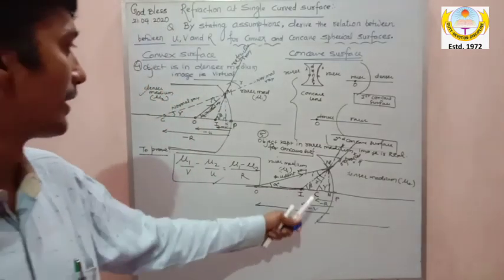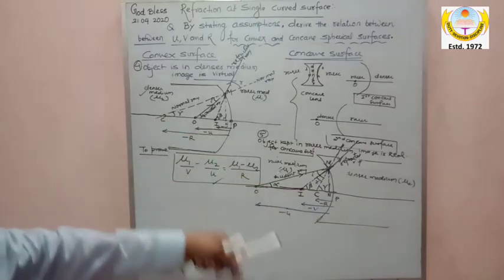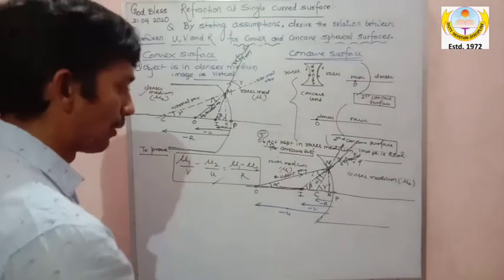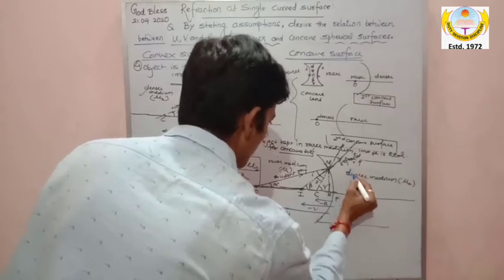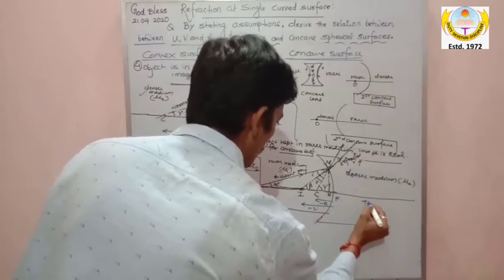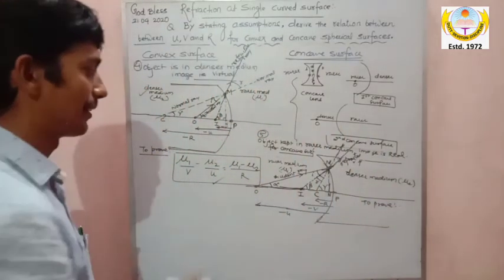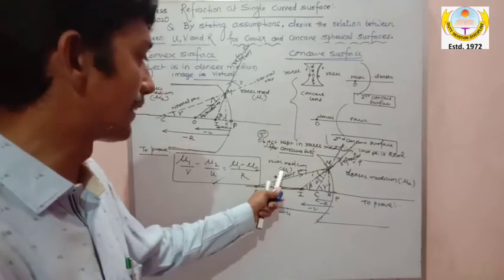So this is the diagram. See the diagrams carefully. And don't take the diagram as the same. I hope you practice and do it. Now what is the formula here I will get? To prove. What should I get? Where is the object? Sir, the object is in the rarer medium.